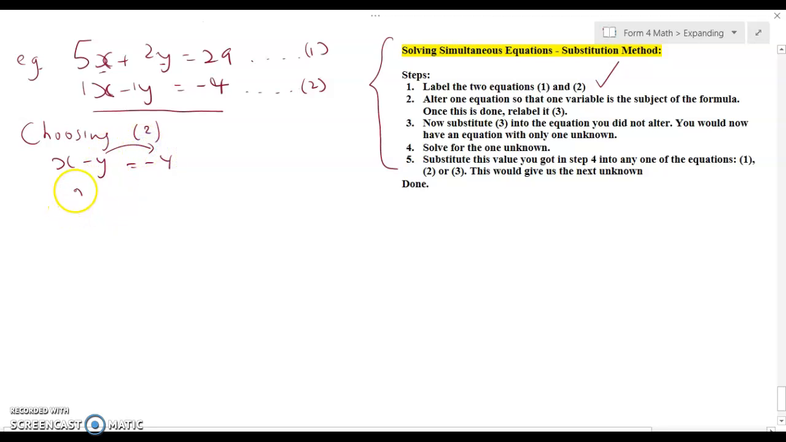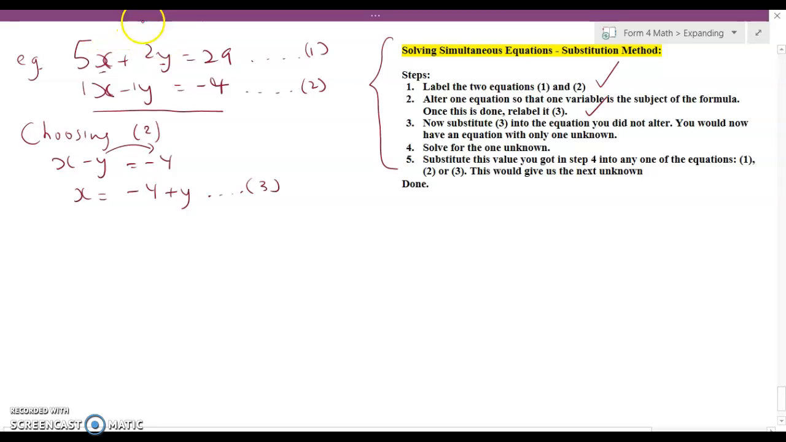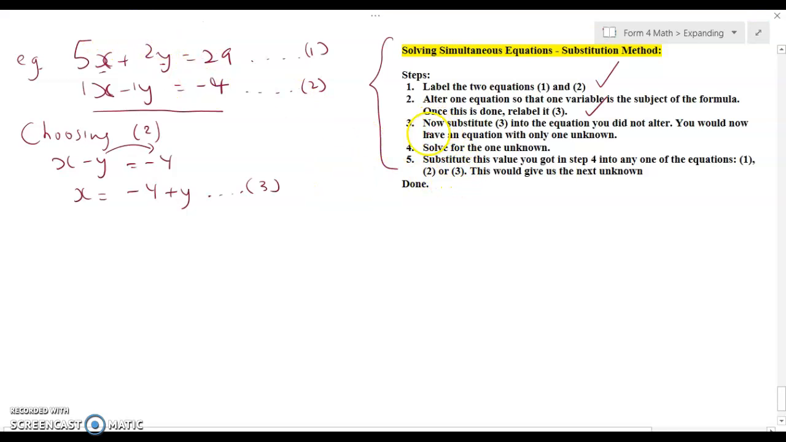I could send this over here. I'll get x is equal to minus 4 plus y. And I'll call this equation 3. So that means I've covered step 2. Once I've moved on to step 2, now it's time to go into step 3.